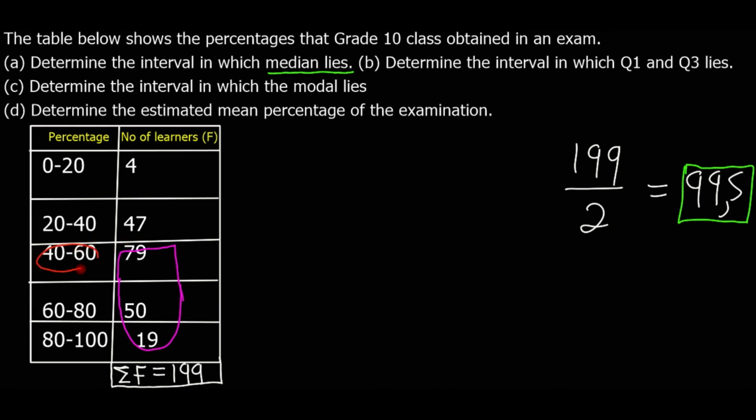And then it tells us the answer will be 40 to 60. Even if you add from 4 and going down, you will reach 99.5 on 79 because 4 plus 47 is 51, and 99.5 obviously falls here because we have 51, and you can see the remaining amount to get 99.5 is over here at 79. So I realize the answer for part A is 40 to 60.